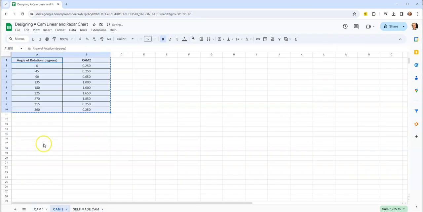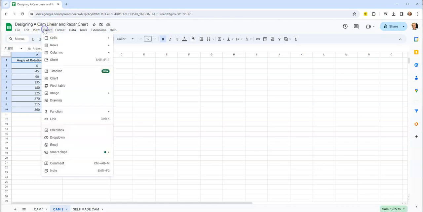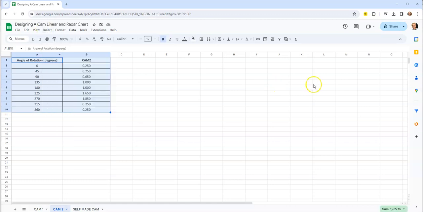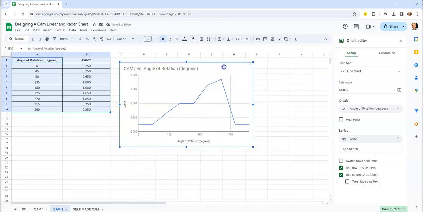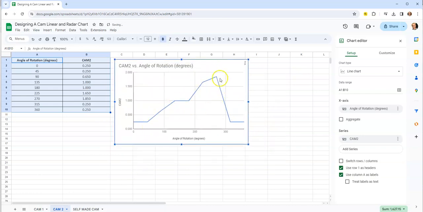Let's go to Cam 2. We're going to do the same concepts for Cam 2. We're going to highlight angle of rotation and highlight all of our data. We're going to go to Insert, and we'll go to Chart. For this chart, you can notice that this one has an all of a sudden drop. The example given in the curriculum is of a horse coming up and raising its hooves and then dropping them back down. That could be something we have here.